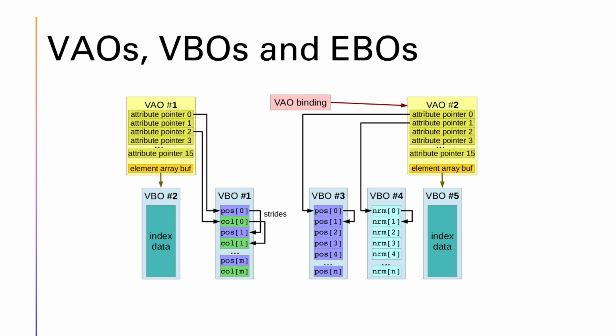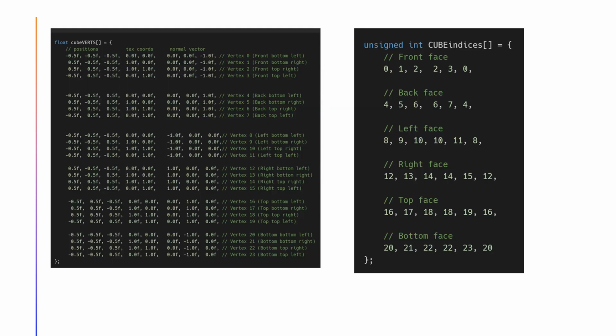However, an element buffer is used to specify the order of vertices. This prevents duplicating vertices and allows more complex shapes to be created. The image on the left is an example of how I set up my cube vertex array. It contains 3 properties: positions, texture coordinates, and normal vectors.